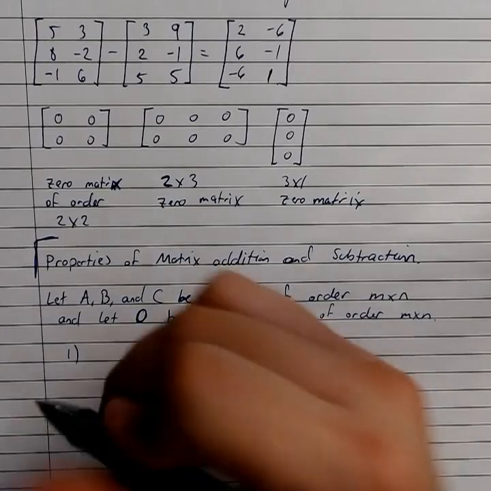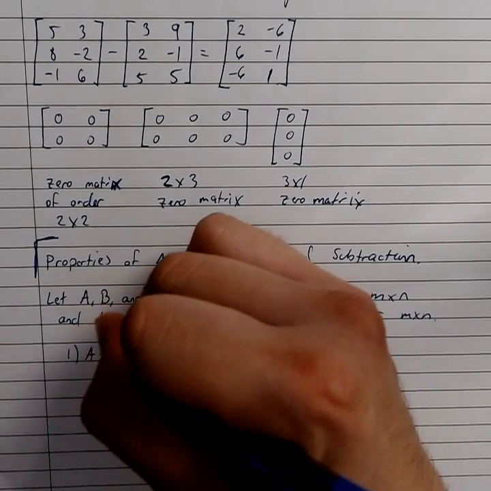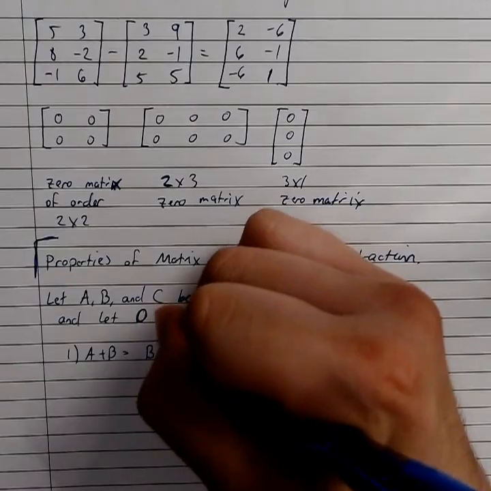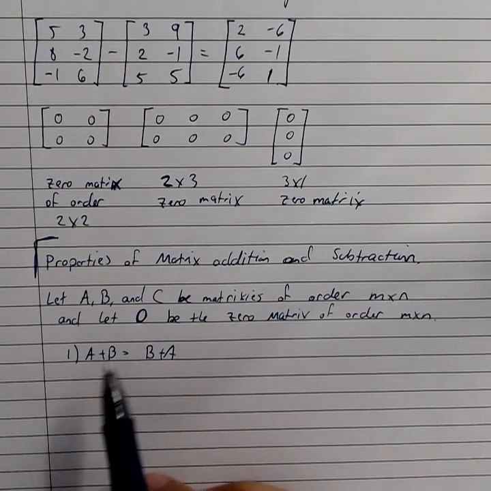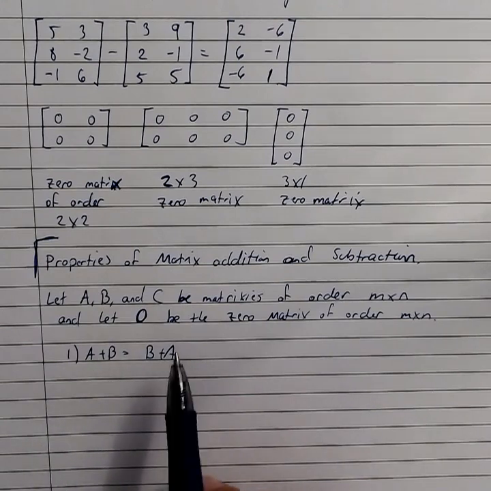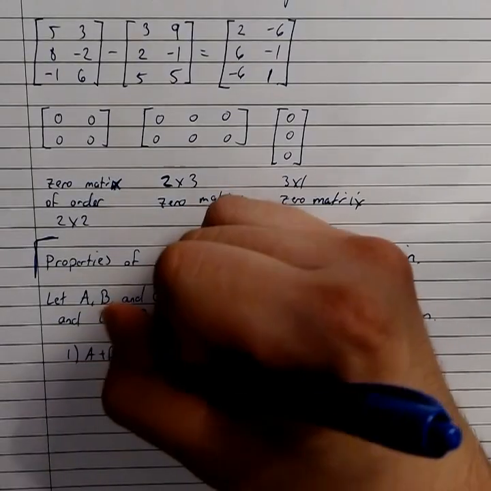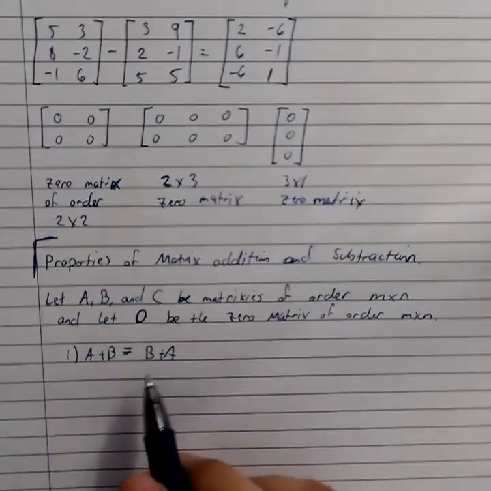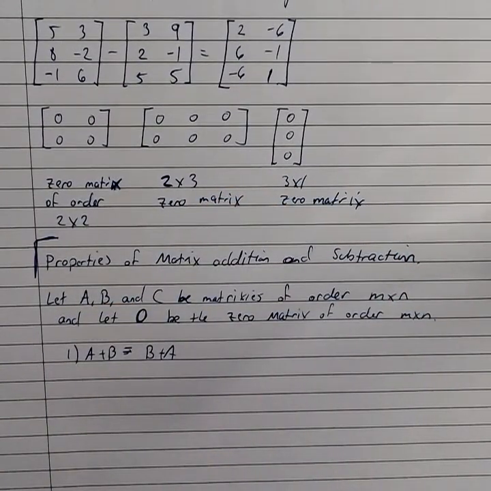If you add A with B, that's the same as if you added B with A. Or in other words, just like with regular numbers, addition is commutative. If you add A first, then B, or if you add B first, then A, you get the same answer. Just like with numbers, 2 plus 3 is the same as 3 plus 2. Same thing for matrices. Addition is commutative.